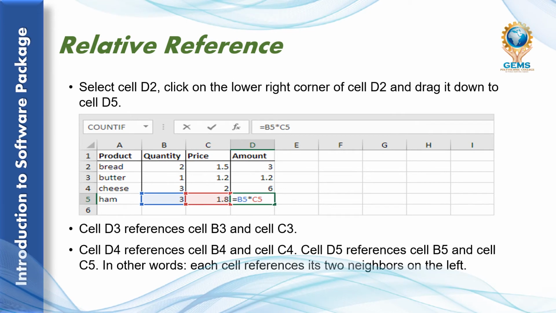Here again you can see: select cell D2, click on the lower right corner of cell D2 and drag it down to cell D5. So cell D3 references cell B3 and cell C3. Cell D4 references cell B4 and cell C4. Same for cell D5, which references cell B5 and cell C5. So each cell references its two neighbors on the left.